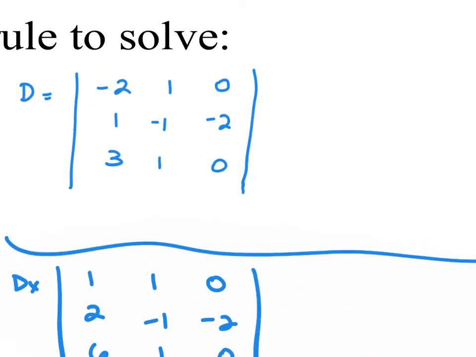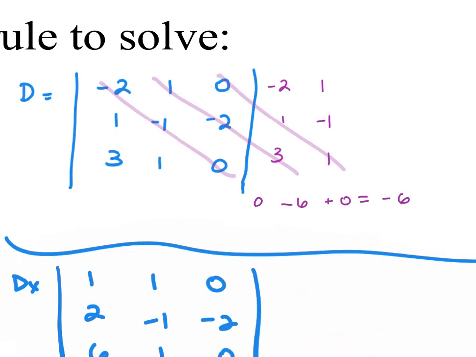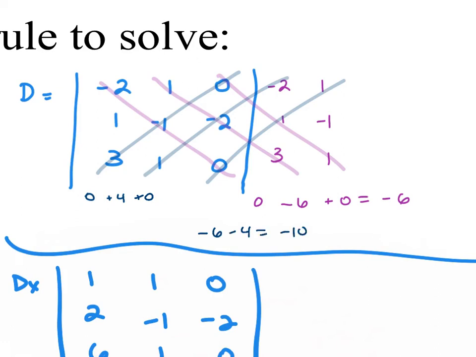So for the first one, I'm going to duplicate the column. Negative 2, 1, 3, 1, negative 1, 1. Diagonals, top left, bottom right. 2 times 1 times 0 is 0. 1 times negative 2 times 3 is negative 6. 0, 1 and 1, 0. Go back the other way. 0, negative 1, 3 is 0. Negative 2 times 2 is 4 times 1 is 4. 1 times 1 times 0 is 0. And I get negative 6 minus 4, negative 10. And that's D.